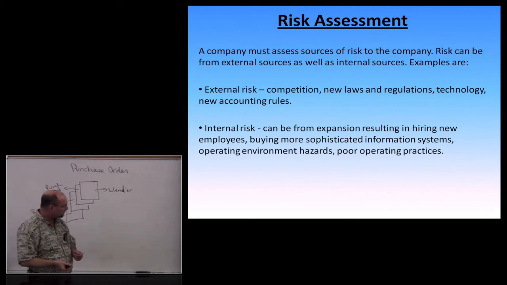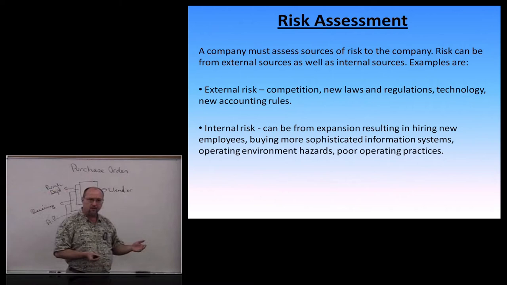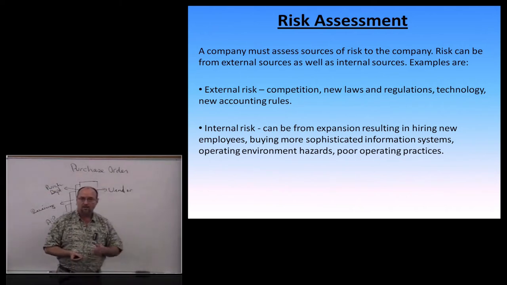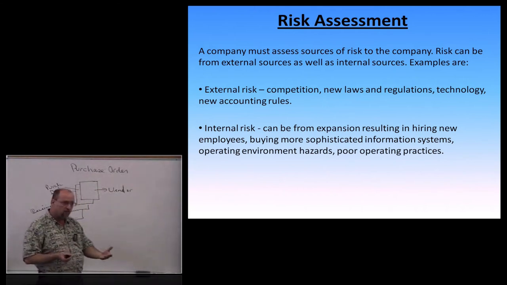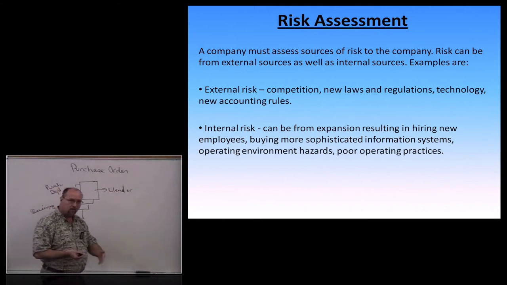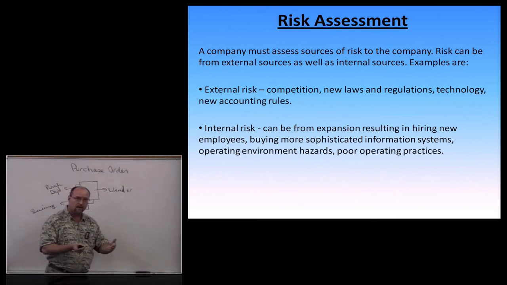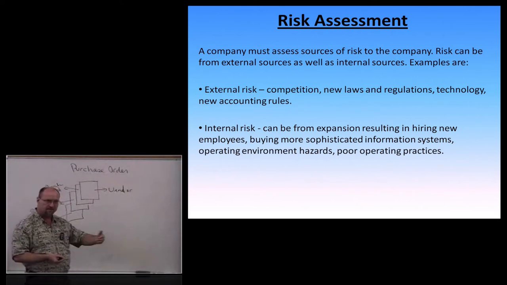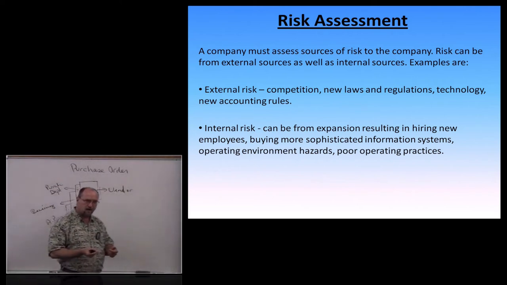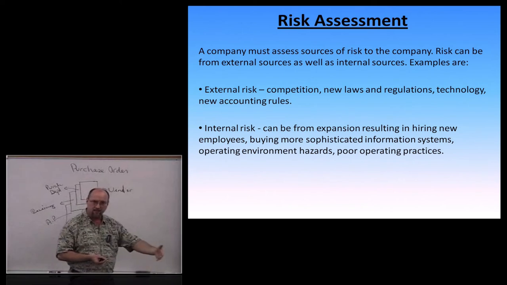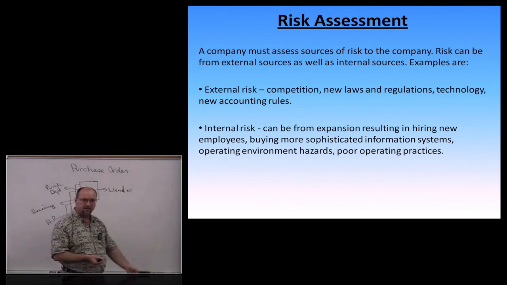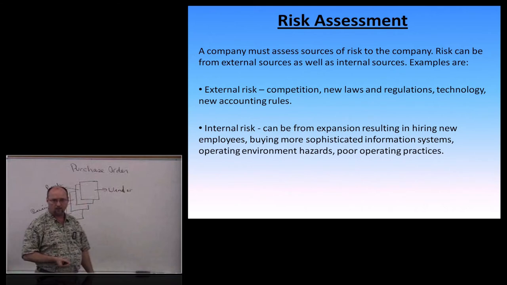Sources of internal risk can be from simple growth and expansion where we're hiring lots of new employees. Well, these people have to be trained and they have to be properly supervised since new employees, and we've all been new employees, make more mistakes. They have to make sure they know what they're doing. If we implement a new accounting information system, new computers, new software for bigger growing companies that's more sophisticated, more complex, we have to make sure it's properly installed, tested, debugged, or else we're going to have problems that enter our accounting system and our financial statements are going to be way off.